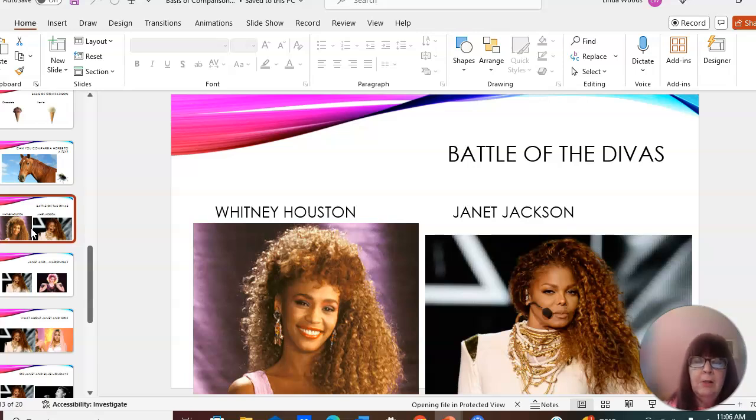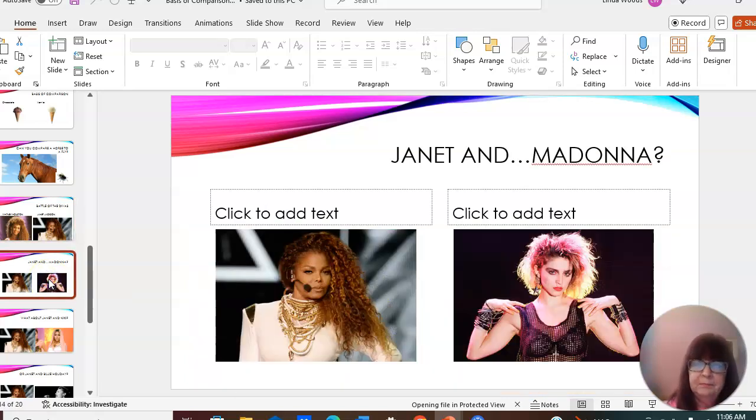Now, you could argue some split hairs here, like one is deceased, one is not, etc. But by and large, they have more similarities than differences. You know, even the genre of music that they sing is very similar, R&B, pop. But what happens if we, let's say, replace Whitney Houston with Madonna?